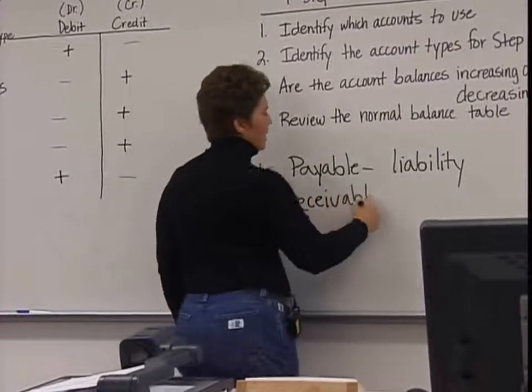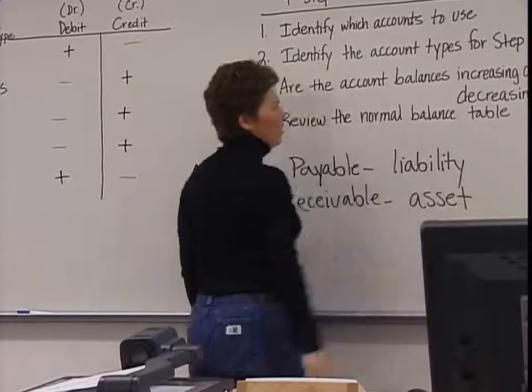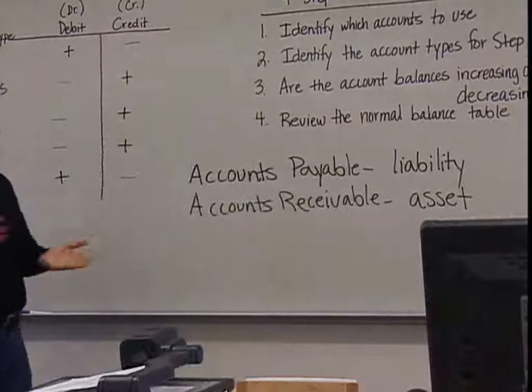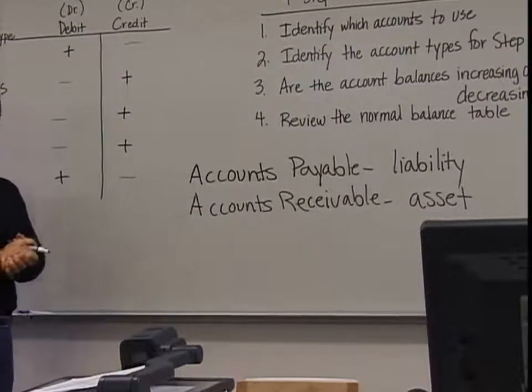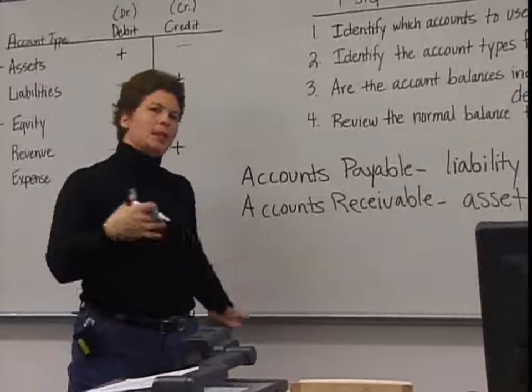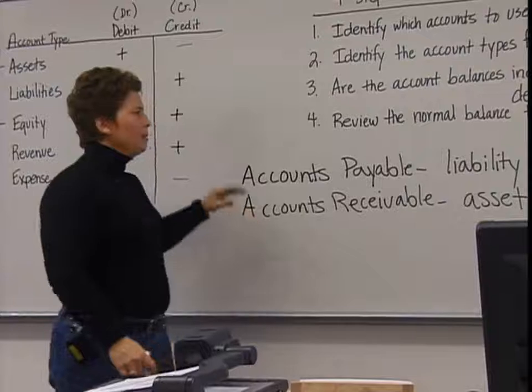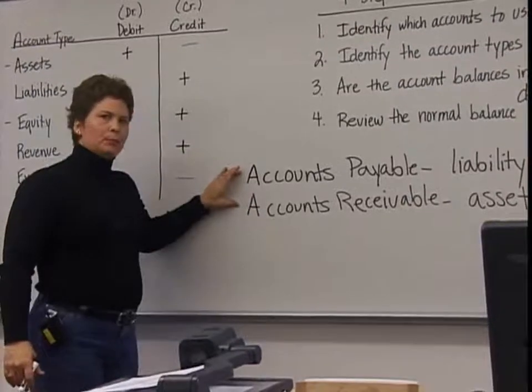Accounts receivable is an asset account, which means we have money that we expect to get from our customers. We just haven't received it yet. We use that instead of cash. We don't actually use the cash account until that money comes into us and it is in the palm of our hand. So it's very important that you distinguish the difference between these two.